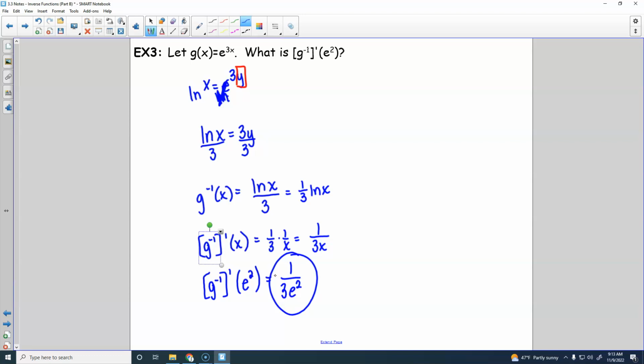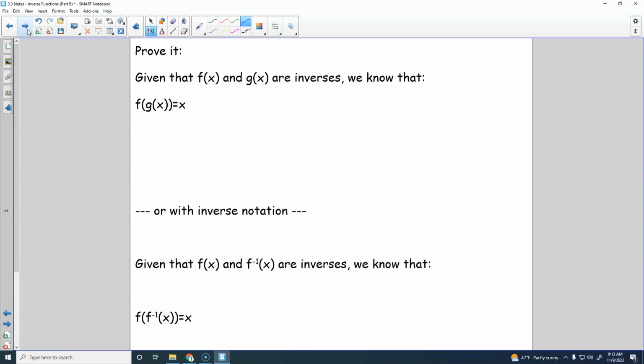Okay, so if you can find the inverse, you can do it this way. But sometimes you're not able to find the inverse. So we need a way we can do this if we can't find the inverse, or if we just don't want to find the inverse. So I'm going to help walk you through a proof for why this always works. Why it is always 1 over something here.